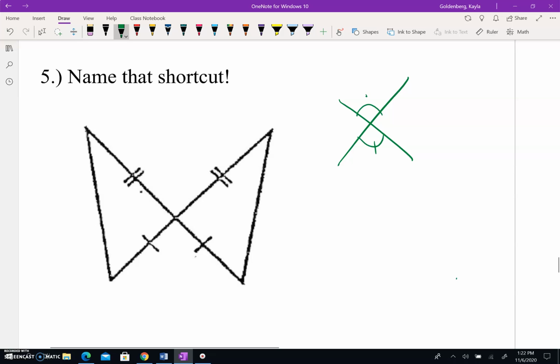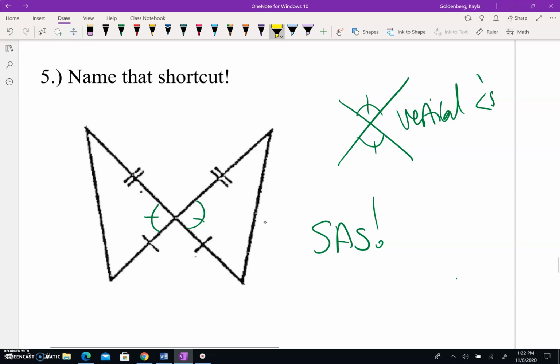Remember, those are vertical angles. Remember, vertical angles are congruent. Marking in your vertical angles, we can then do a side angle side sandwich. So you'll see in this section that vertical angles are going to be coming up. So remembering that vertical angles are across from each other in the intersection and they are equal.